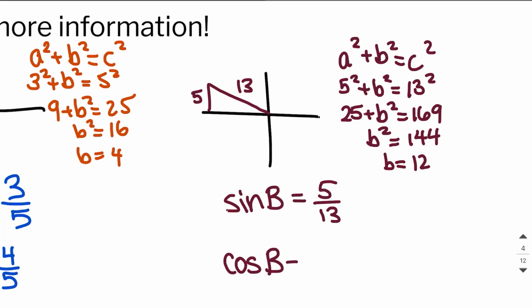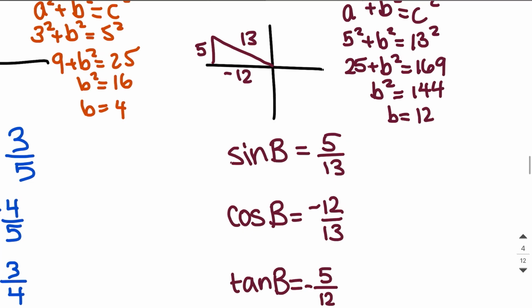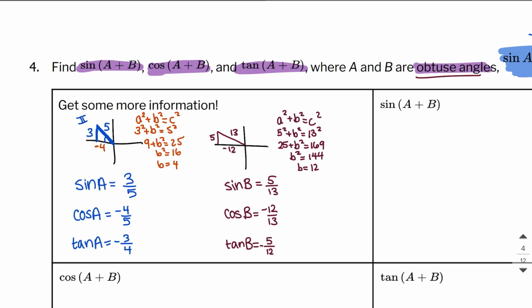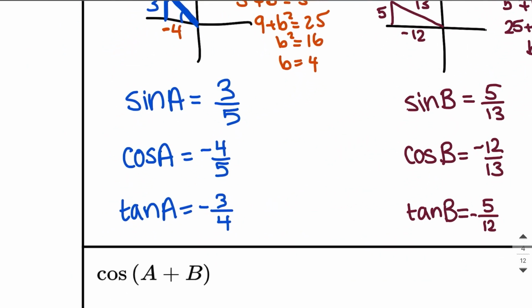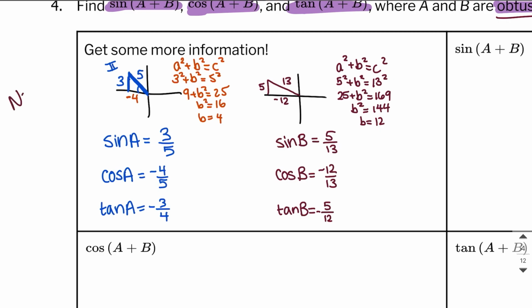So the cosine of angle B would be negative 12 over 13 because the x value is going to the left. It's in the second quadrant. And then tangent of B would be the opposite, which is 5, over the adjacent, which is negative 12. I'll just put the negative in front. This information is going to help us out with everything else going forward from here. Now notice, I didn't need to actually figure out what angle A and what angle B are.